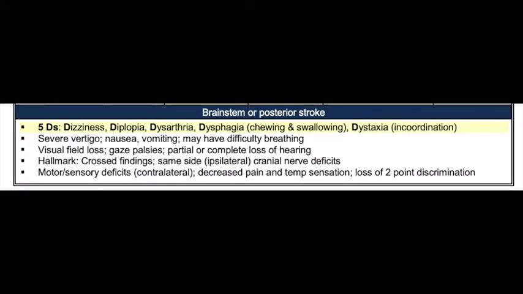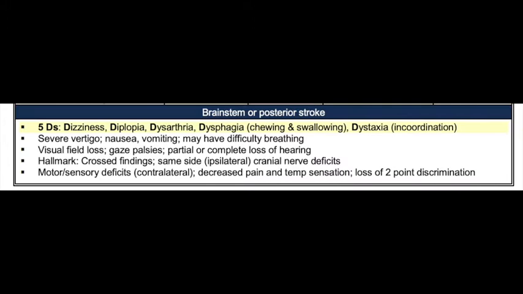For brainstem or posterior strokes, we have the 5 Ds. We have dizziness, we have diplopia, which is going to be double vision. A good way to assess for this is have them track your finger. If they're telling you they see double, look at their eyes. Are their eyes tracking your finger, or at some point does one of their eyes stop moving? If that one eye stops moving, then naturally you are going to see 2 images for one object. So that could be a sign of a stroke.